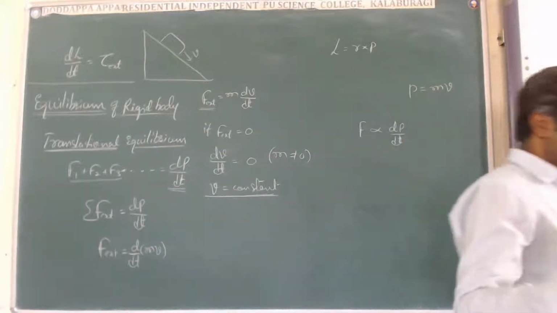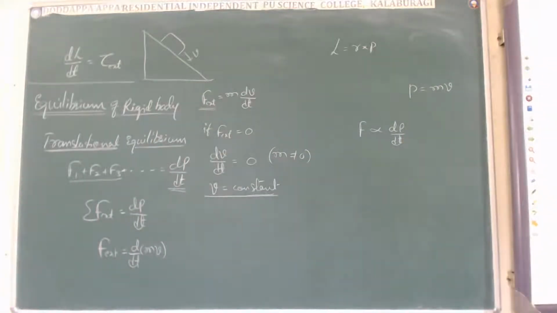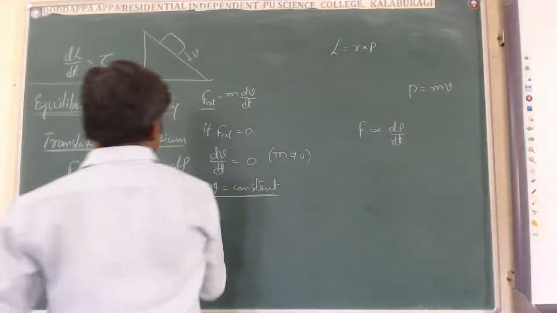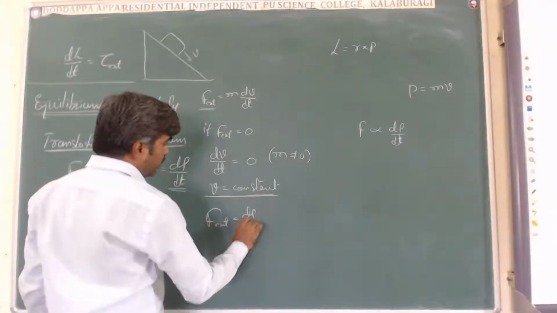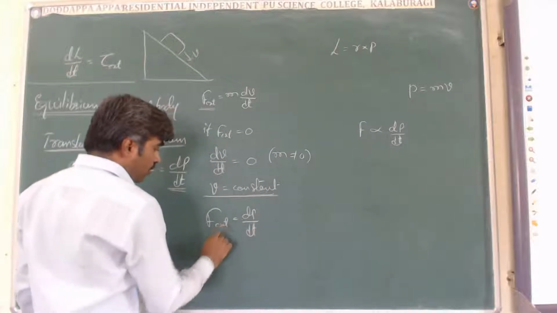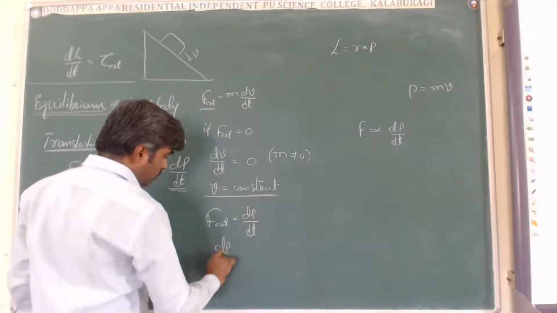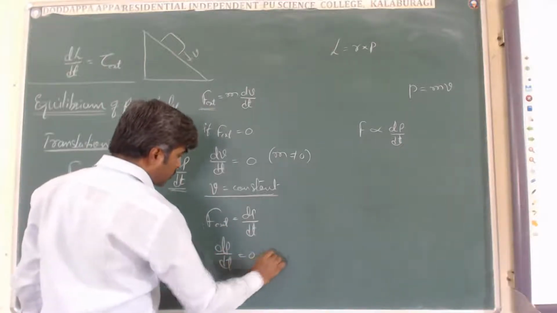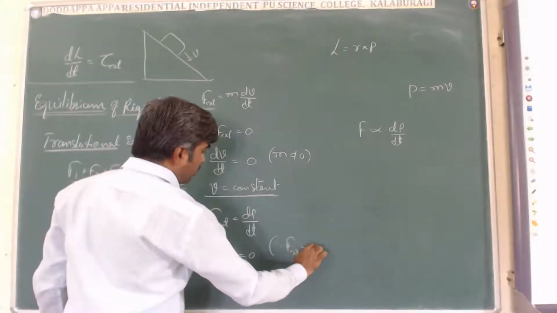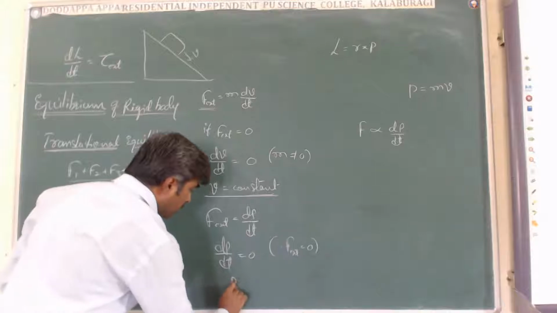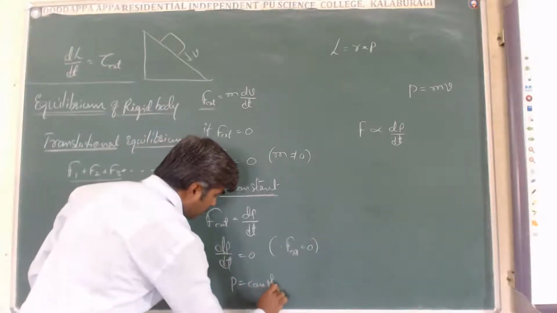Even the vice versa we can do. That is, whenever we write F external equals dP by dt, if F external is 0, dP by dt equals 0, since the external force acting on the body is 0, so P equals constant, we can write.